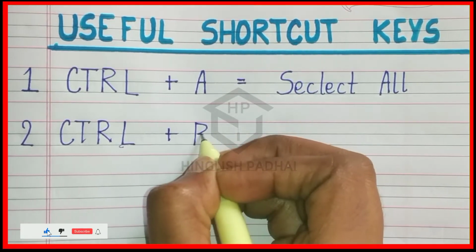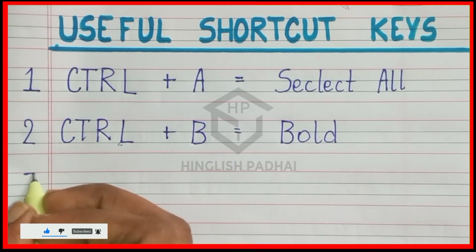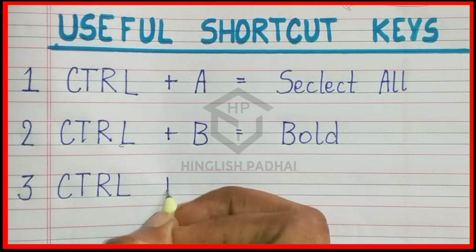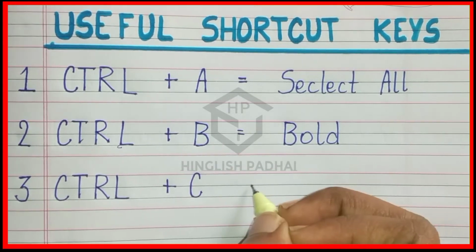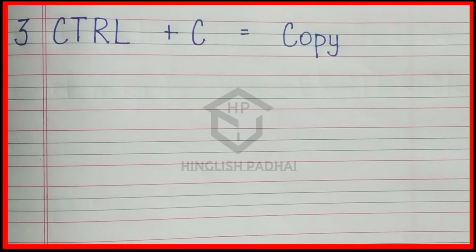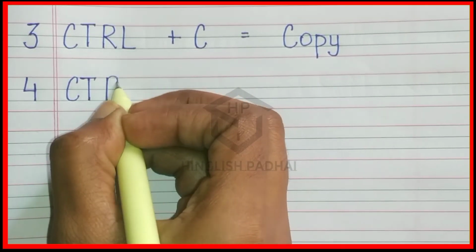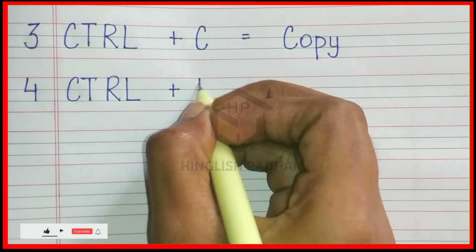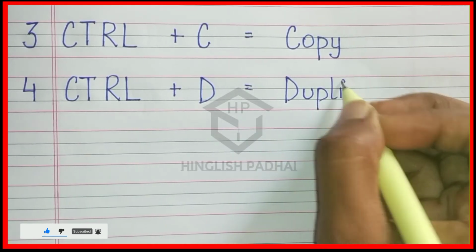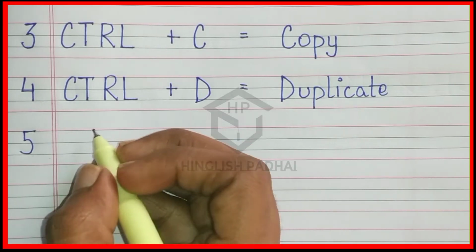First, Ctrl+A is equals to select all. Second, Ctrl+B is equals to bold. Third, Ctrl+C is equals to copy. Fourth, Ctrl+D is equals to duplicate.